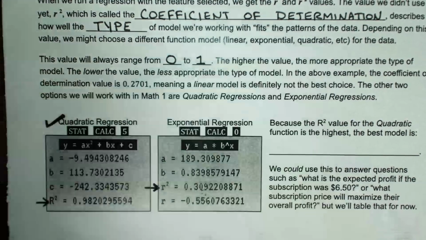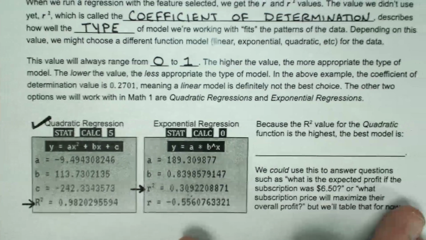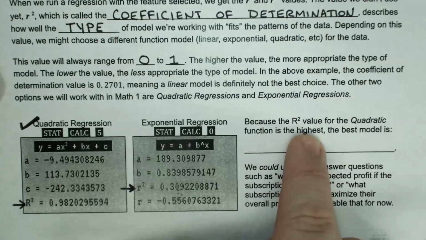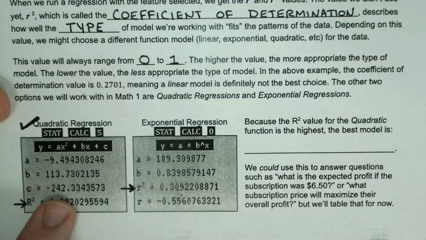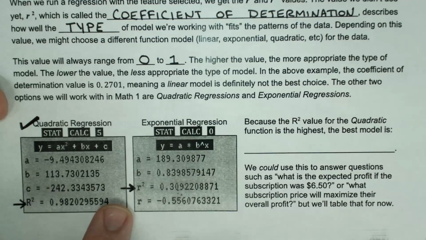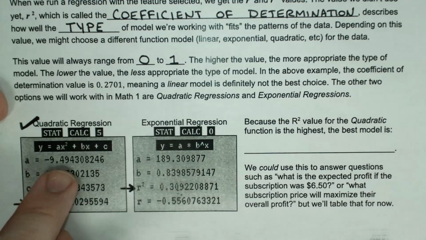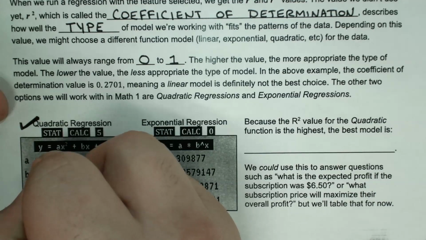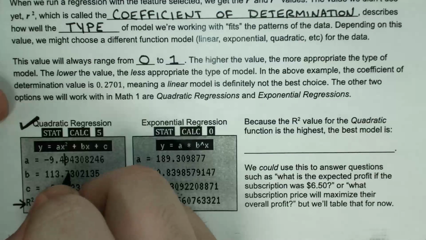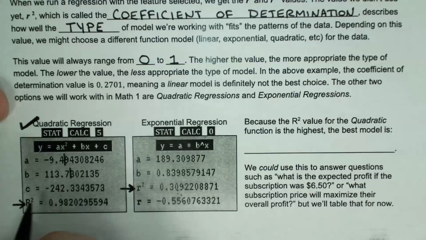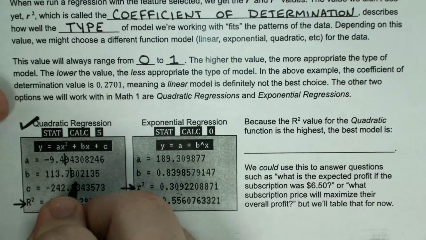Okay. One other thing. Because the quadratic is the best model, we've got to be able to look at these numbers and say what the actual quadratic function should be. Now, you got long numbers, we're going to round them off. Negative 9.49, I'm going to round that off to negative 9.5. 113.73, I'm going to round that off to 113.7. Negative 242.3.